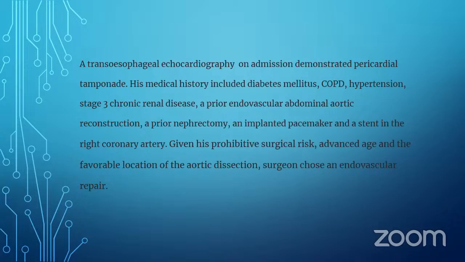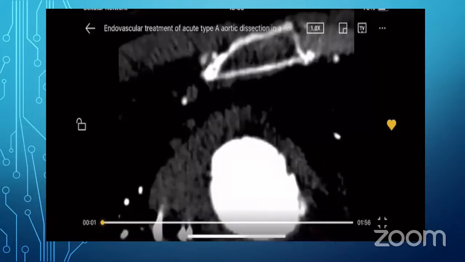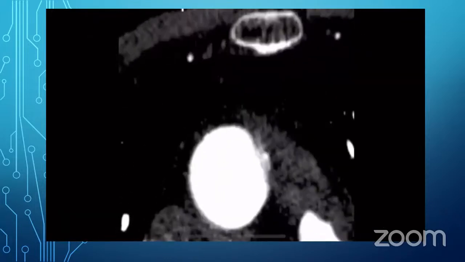His medical history included diabetes mellitus, COPD, hypertension, stage 3 chronic renal disease, prior endovascular abdominal aortic reconstruction, prior nephrectomy, an implanted pacemaker, and a stent in the right coronary artery. Given his prohibitive surgical risk, advanced age, and favorable location of the aortic dissection, the surgeon chose an endovascular repair. And we see here, this is the video.